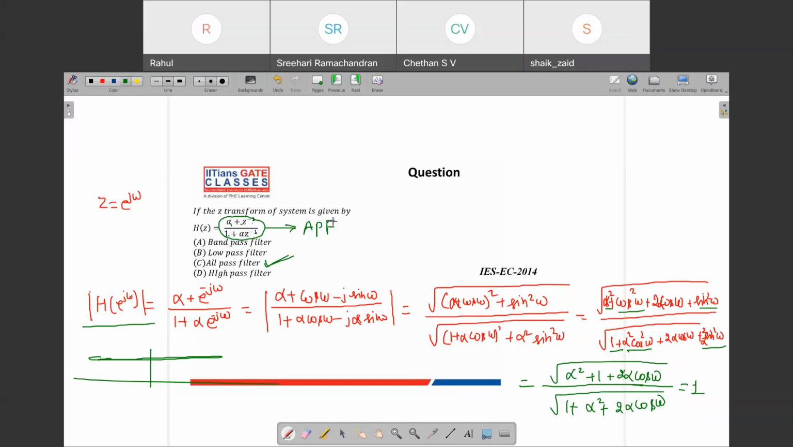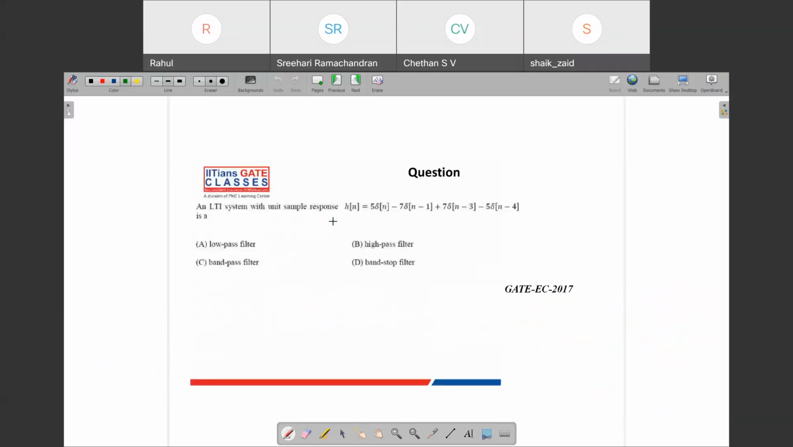Any doubt here? Let me go to the next slide then. Here again it is similar to what we solved a few slides back. Our impulse response is given, and based on this impulse response, we need to conclude what kind of filter it is. To conclude about the filter, we need to find H of e to the power j omega, calculate its magnitude response, and see what kind of filter it is.